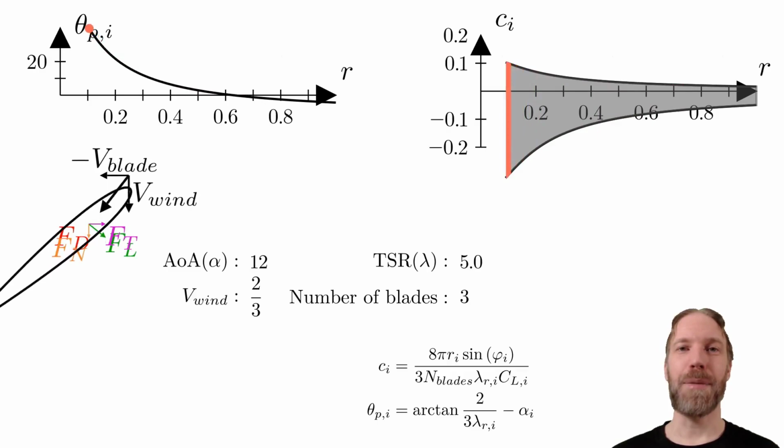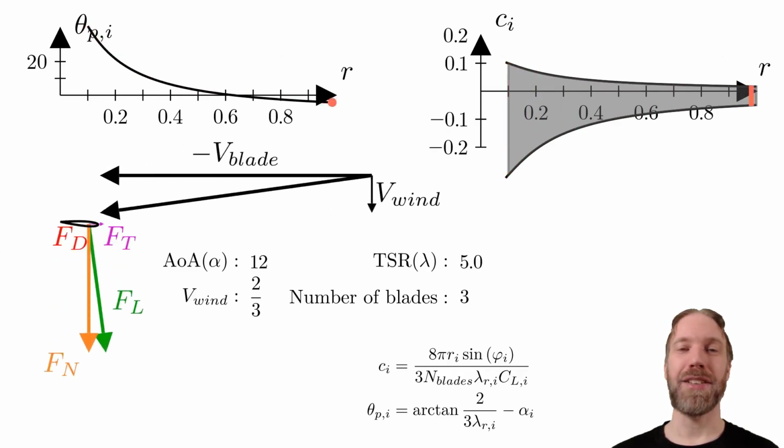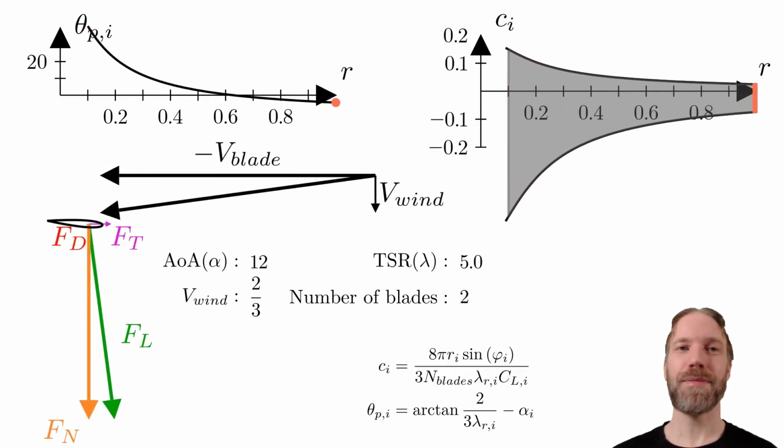Let us watch what happens when we decrease the number of blades to 2. The optimal pitch angle stays the same, but the chord is increased and so are the forces. The reason the forces increase is because we split the same total force between 2 blades instead of 3. We are going to watch the animation once again for this case.